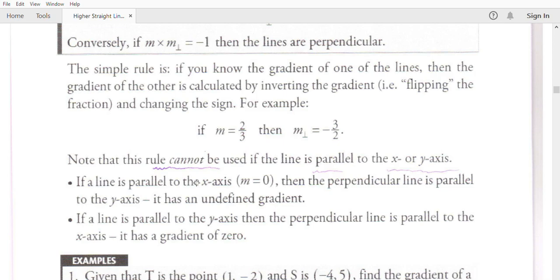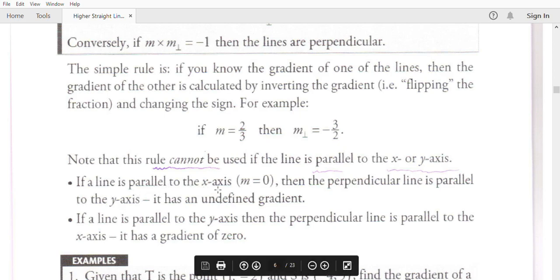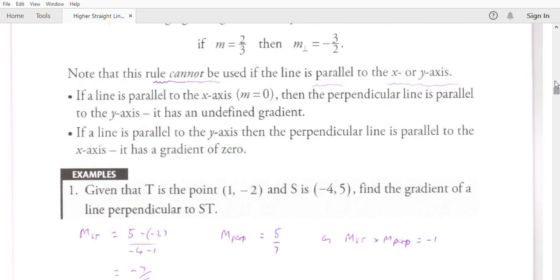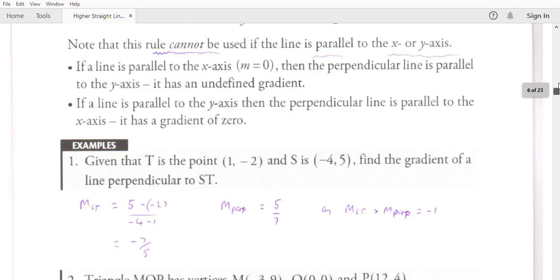Remember, if the line's parallel to the x-axis, the gradient will be 0, and we cannot divide by 0. But if we think of a line perpendicular to that, we'll have a vertical line, and the equation of a vertical line would be x equals whatever the x-coordinate of that line would be. Again, if we're looking for a line perpendicular to a line that is parallel to the y-axis, the perpendicular line would be parallel to the x-axis, so the equation of that line would be y equals whatever the y-coordinate on the line would be.